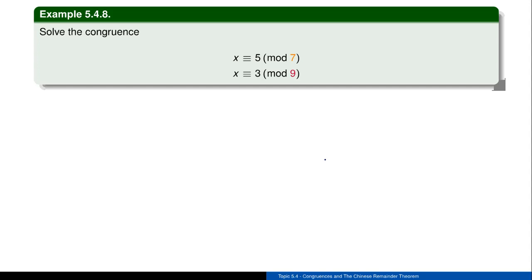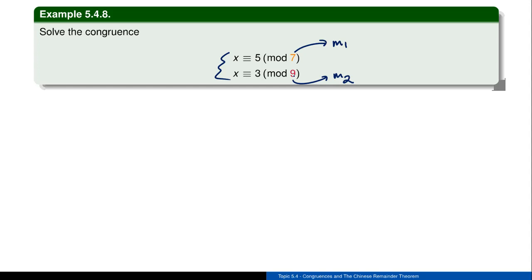So in this case, I'm going to be looking at trying to solve the system of congruences of the form x has to be 5 mod 7, and x has to be 3 mod 9. So my little 7 is going to become my m1. The 9 is actually going to become my m2. What I need to know is that these things are relatively prime, which in this case they definitely are.